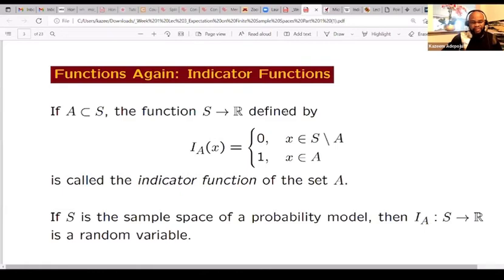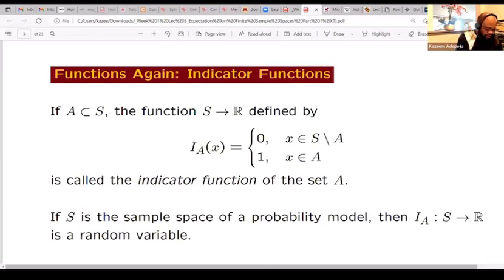I remember I introduced you to different types of functions. I told you a function is a rule that maps elements in one particular domain to another codomain. I gave you different types of functions like the identity function, the constant function, and I also walked you through the square function and so on. But today we want to look at indicator functions. We're going to play with some mathematical notation today.